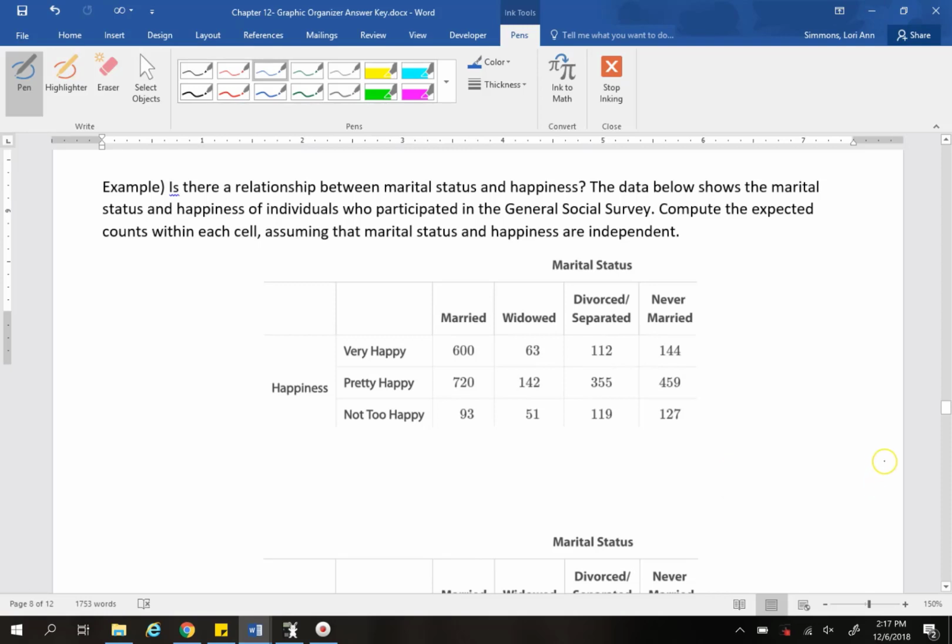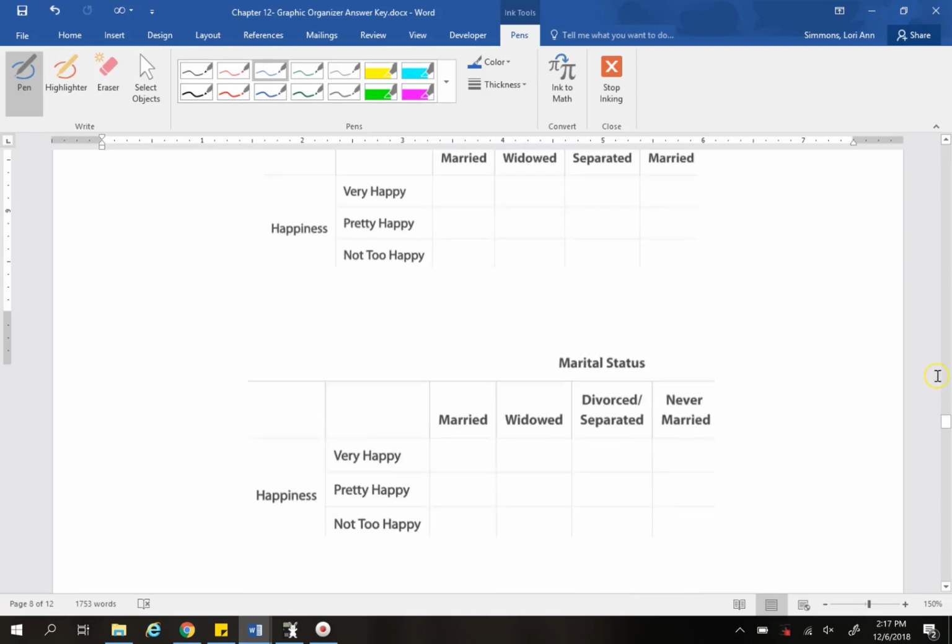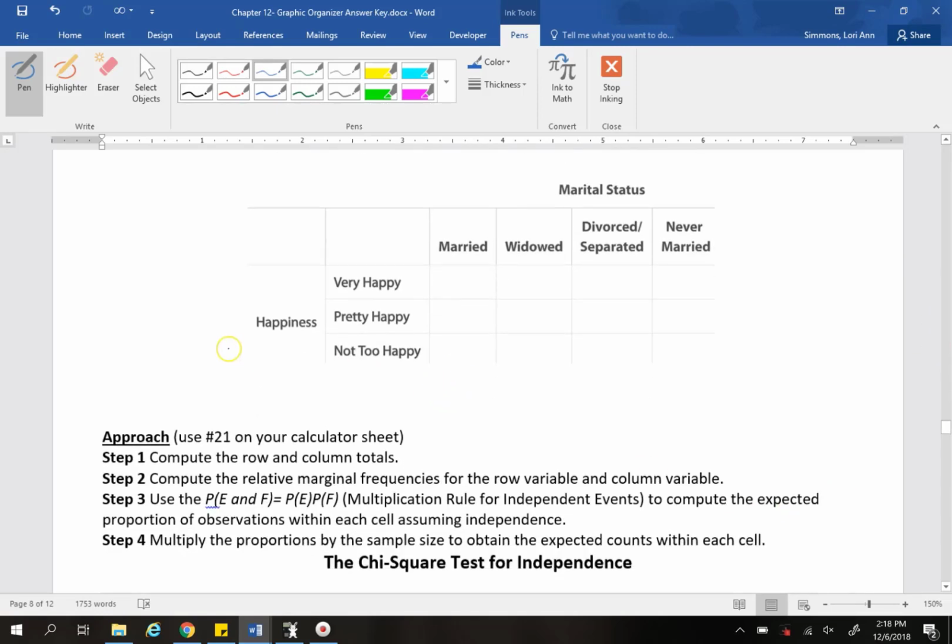The data below shows the marital status and happiness of individuals who participated in the General Social Survey. Compute the expected counts within each cell, assuming that marital status and happiness are independent. Down at the very bottom of this page, we have our steps. We're going to do it by hand by following steps 1 through 4, and then on our calculator we can check it. The reason we're going to do it by hand is some of the homework questions have you do it by hand and you cannot use your calculator. So you will actually have to follow these steps in order to be able to do portions of it.